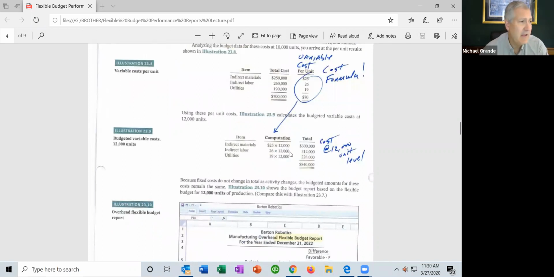What would the cost be at the 12,000 unit level? Take the variable cost per unit they just calculated, multiply times 12,000 units. So you can see that for indirect materials, they got $25 per unit, 12,000 units, $300,000 of indirect materials at the 12,000 unit level. Indirect labor, $26 per unit, 12,000 units, $312,000. And then utilities, $19 per unit, 12,000 units, $228,000.